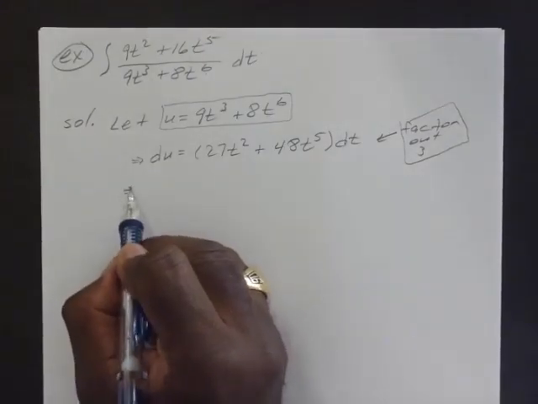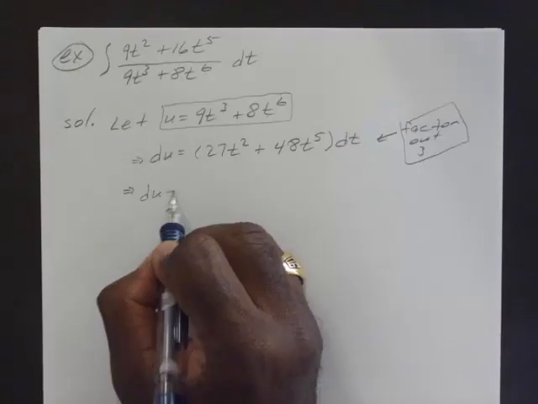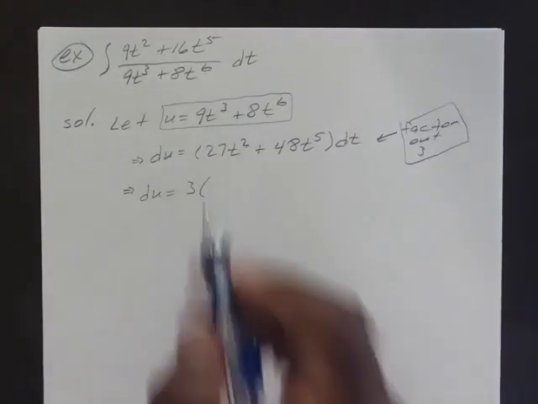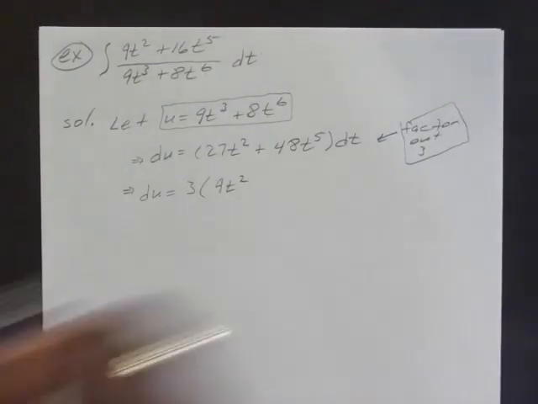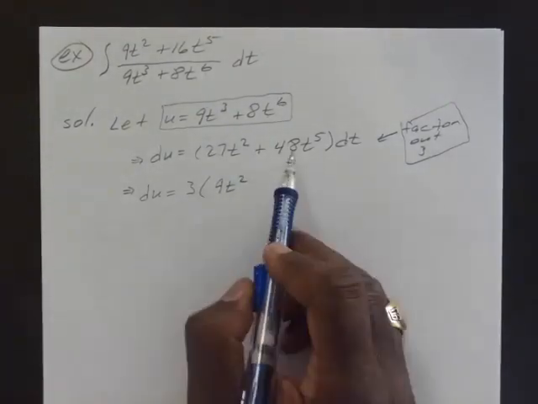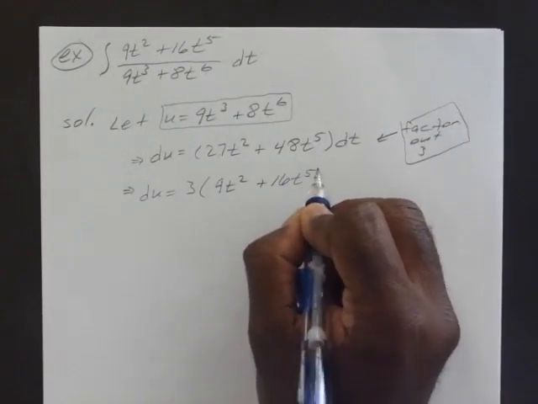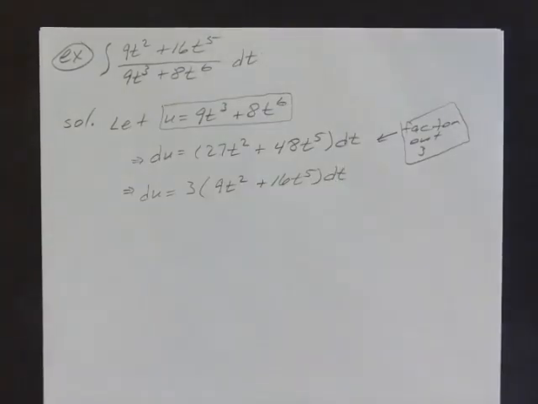So if we factor out that 3, we get du is equal to 3. So now that 27t squared becomes 9t squared, and that plus 48t to the fifth becomes plus 16t to the fifth power with respect to t. Okay, so it might not match it immediately, but if you factor out some greatest common factor, you can usually make it match up.